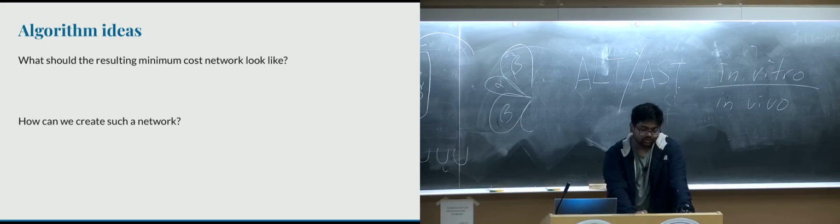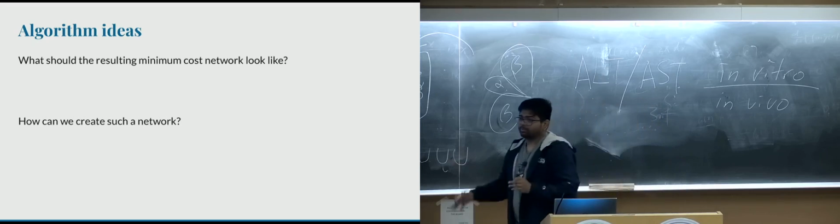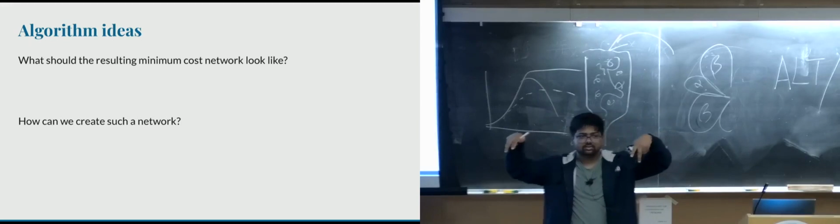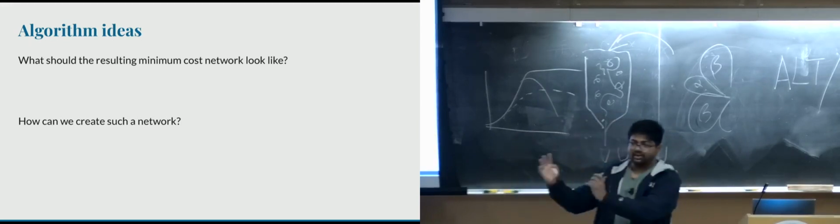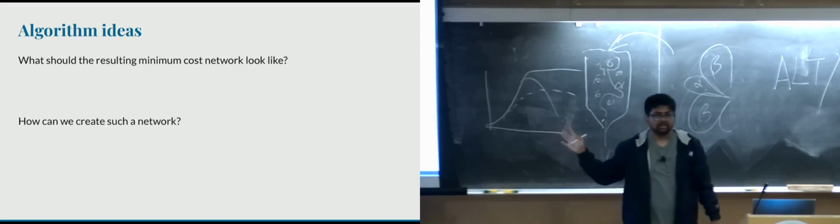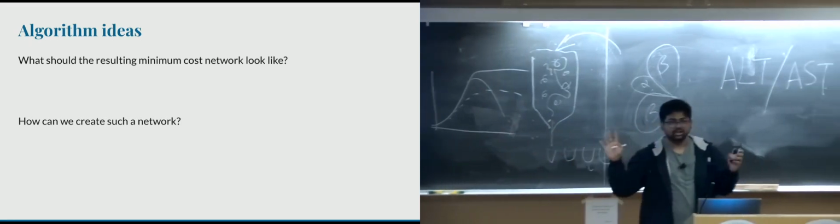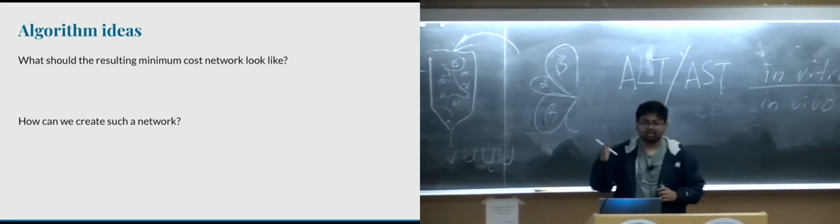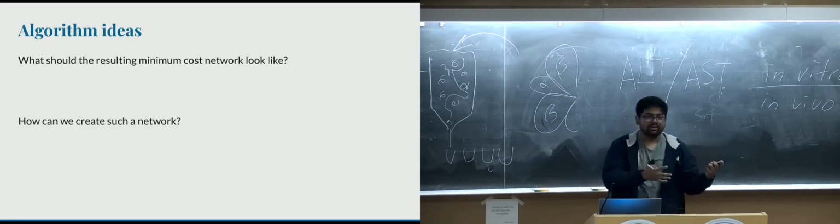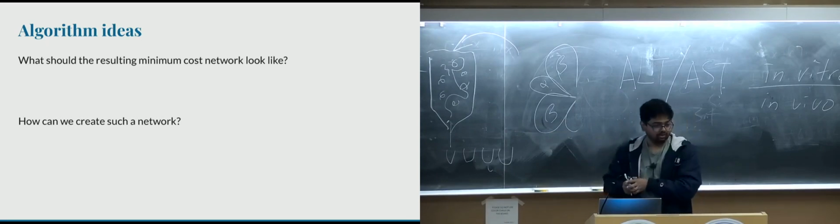So what should the resulting minimum cost network look like? And how can we create such a network? What does the solution look like to you? It's basically two trees, right? Two disjoint trees. In one tree we have X, in the other tree we have Y. That's what we saw in the previous example as well. That's what the solution generally looks like. So we want to show that this property actually holds. We will indeed get two trees. In one tree we'll have X, in the other tree we'll have Y, okay?